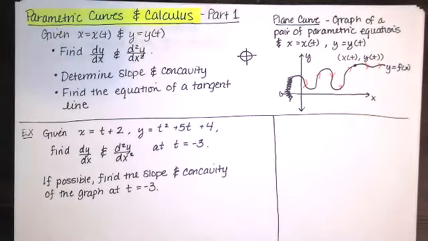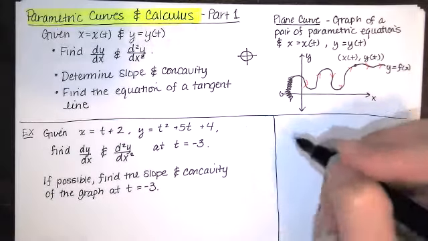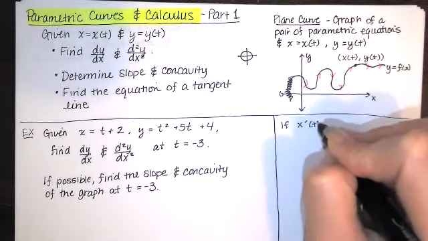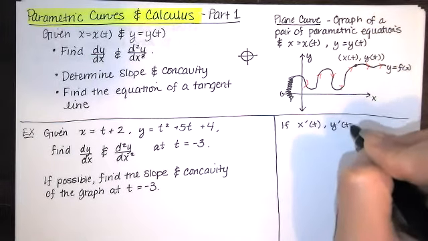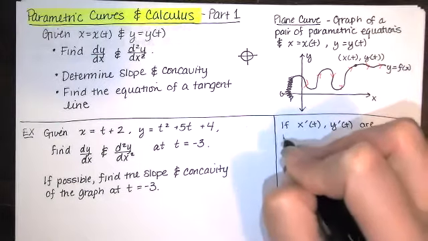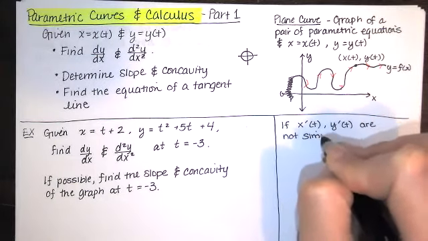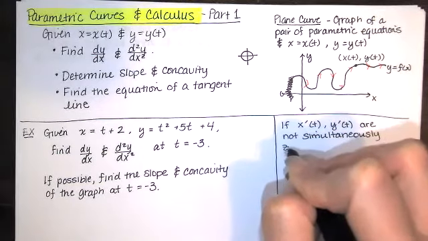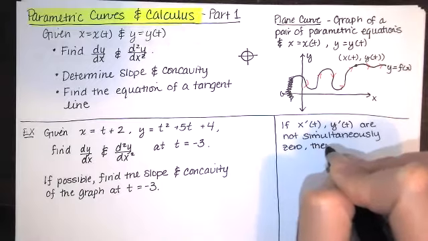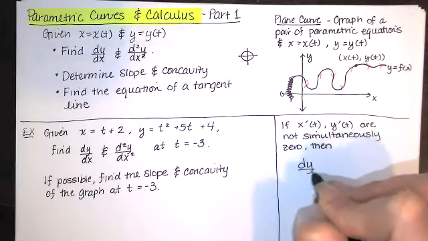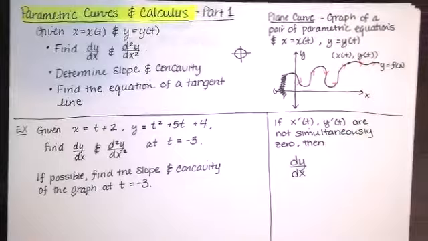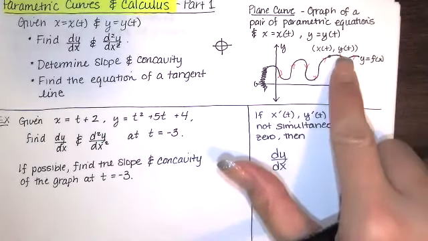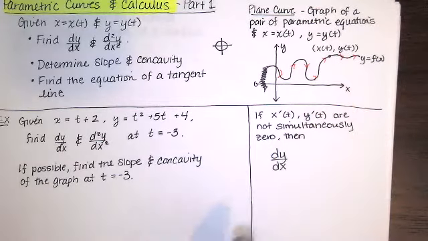Well, here is our first equation. If x prime of t and y prime of t are not simultaneously 0, then the derivative of y with respect to x, which is giving us the slope of this curve, the slope of the graph at a particular xy pair.